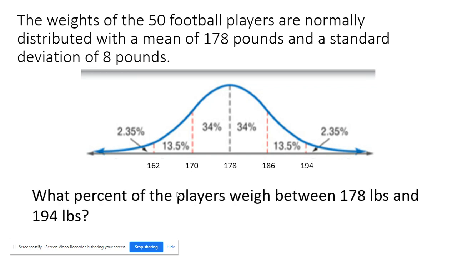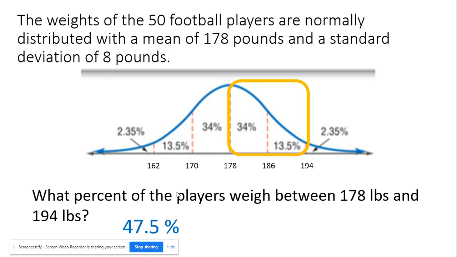So the question says, what percent of players weigh between 178 pounds and 194 pounds? So you need to look at your curve and find where 178 pounds begin and 194 pounds end, and look to see our percentages. So we have 34% and 13.5%. Add them together, and you get 47.5% of players weigh between 178 and 194 pounds.